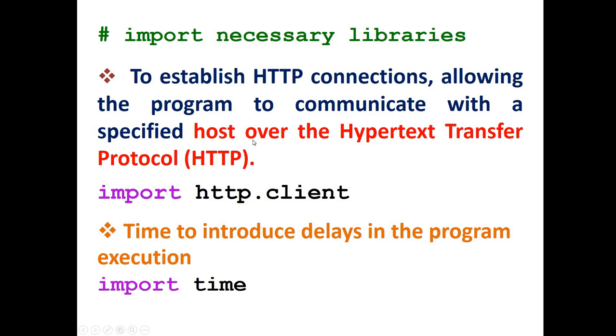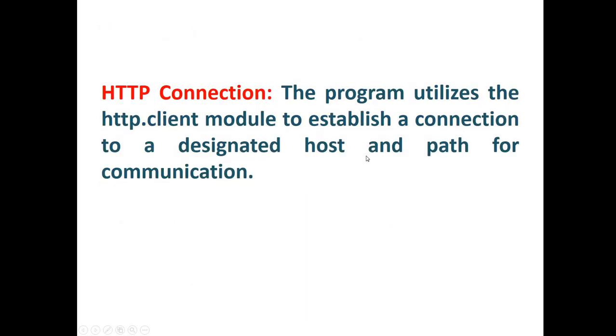The complete program looks like that. To establish HTTP connections and allow the program to communicate with a specified host over the HTTP protocol, you have to have a library called http.client, and you simply use it. So an HTTP connection means the program utilizes the HTTP client module to establish a connection to a designated host and path for communication. The advantage of HTTP is that only one single command is there, no need to remember so many things.